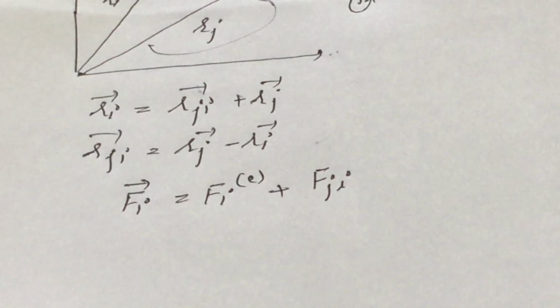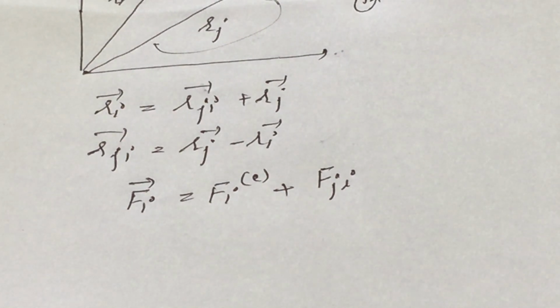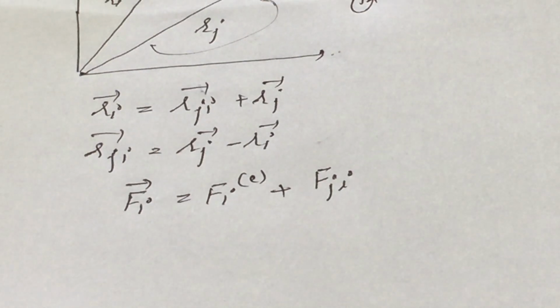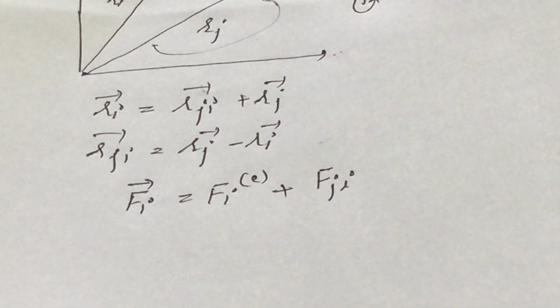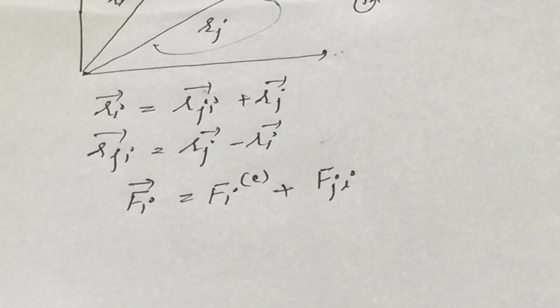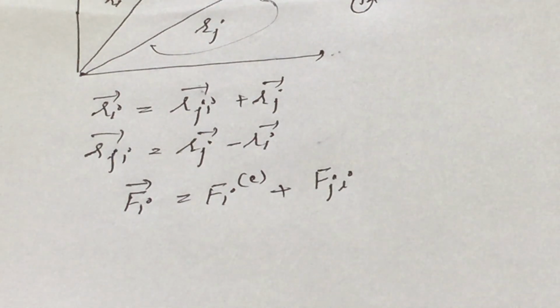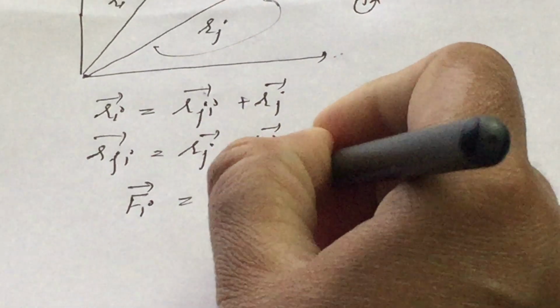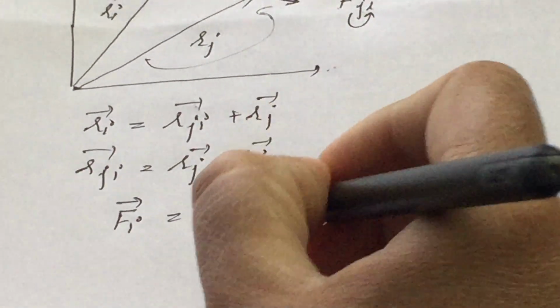But only the jth particle is not applying force on the ith particle. The first particle is also applying force on the ith particle. The second particle is also applying force on the ith particle. Similarly, the third particle is also applying force on the ith particle. So we have to find the total force on the ith particle.